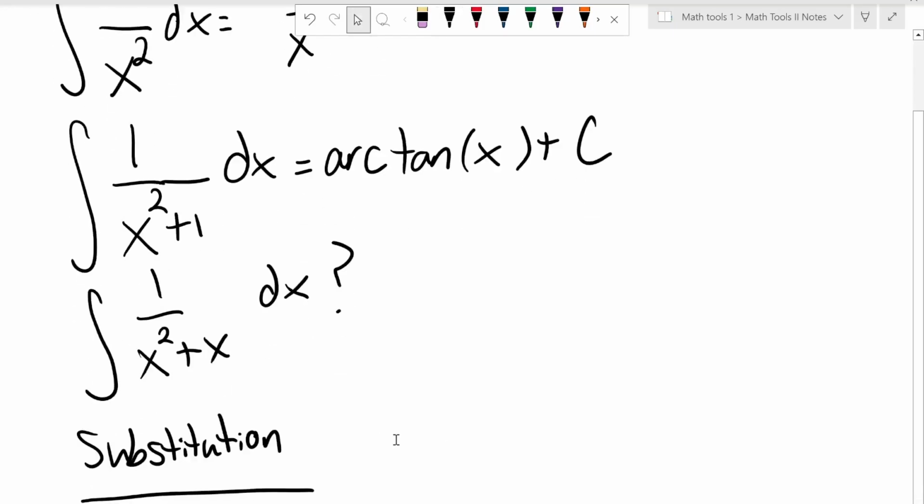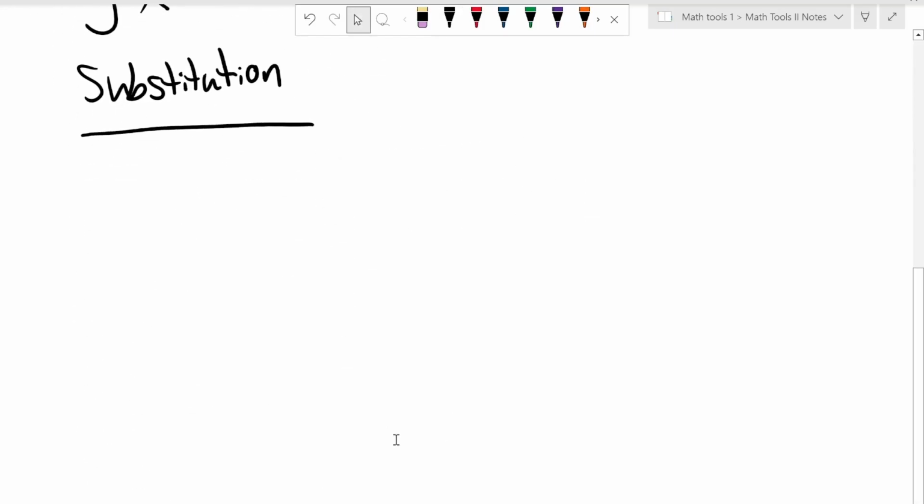So the first technique that we're going to look at is called substitution. This is analogous to the chain rule for differentiation. So it will undo those derivatives we would have found by doing the chain rule. Now we're working backwards, to get back to the original thing we took the derivative of. So this substitution will allow us to do that.